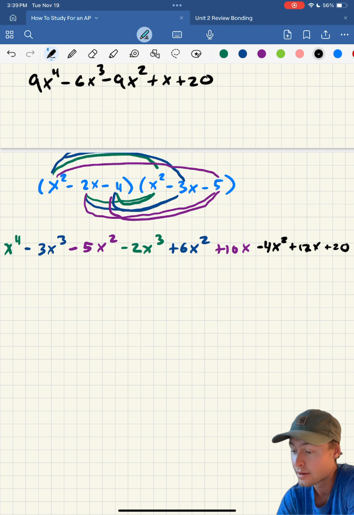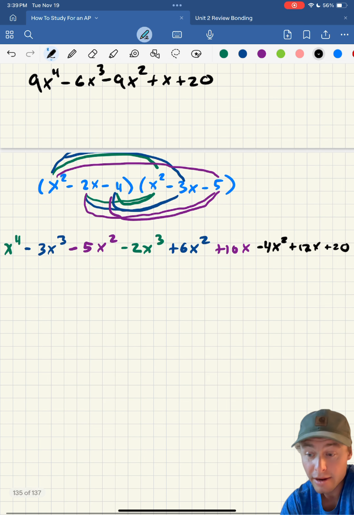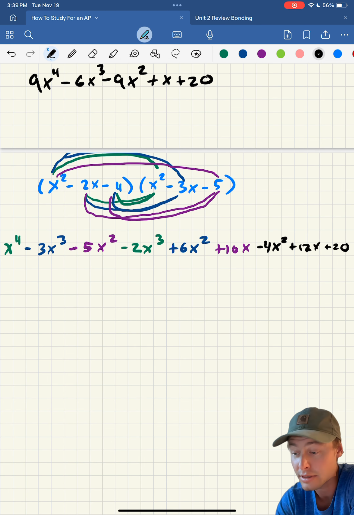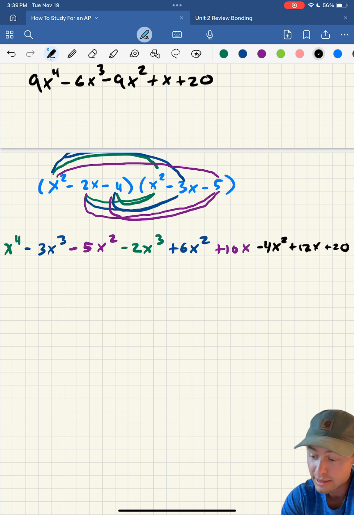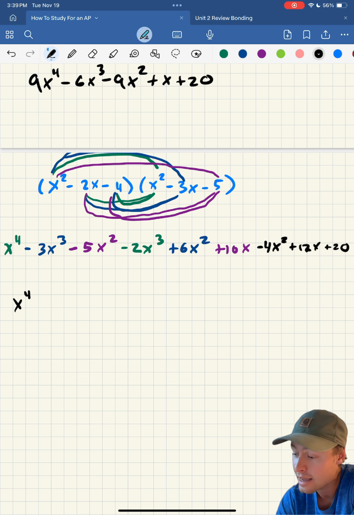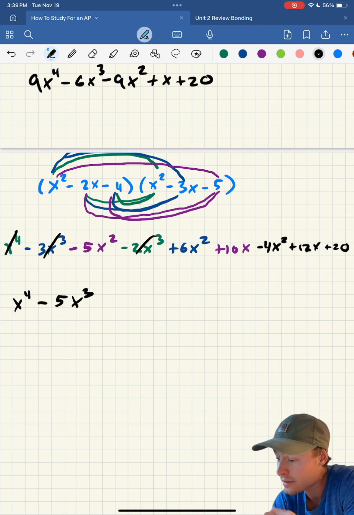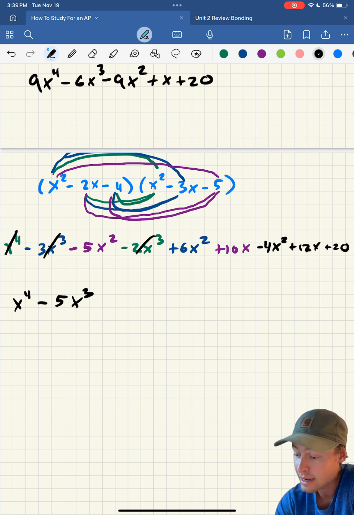Okay, great. Now you just want to combine all your like terms. Okay, so are there any more x to the fourths than just x to the fourth? No, there are not. So that stays as x to the fourth. Negative 3x cubed and negative 2x cubed, those become negative 5x cubed. Okay, let's cross out what we've used. Negative 5x squared, 6x squared, and negative 4x squared, that becomes negative 3x squared. Yep, negative 3x squared. Great.